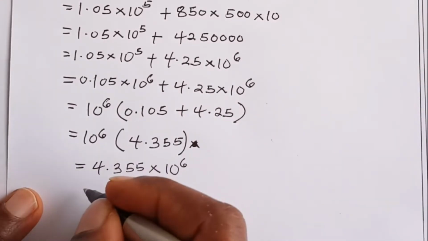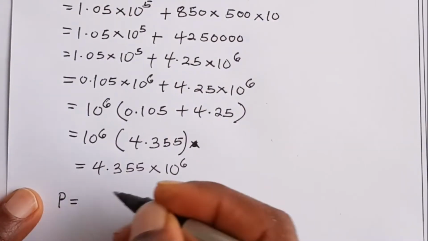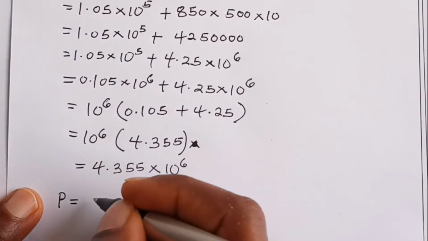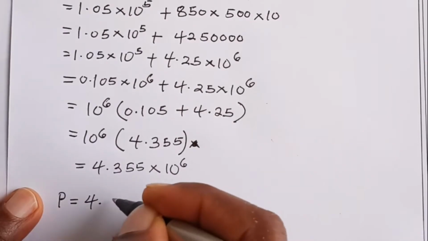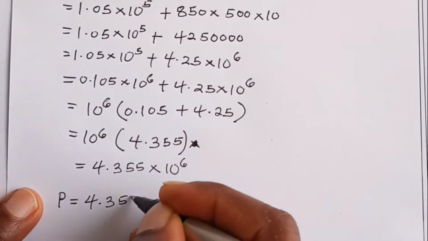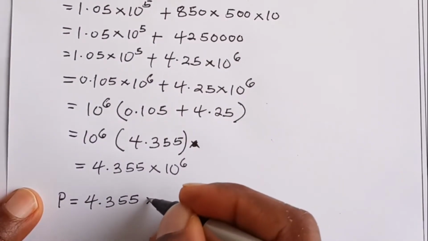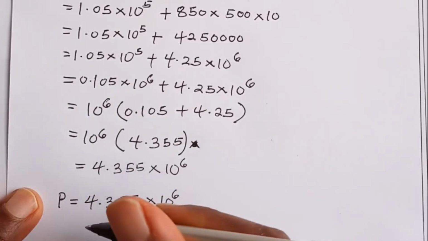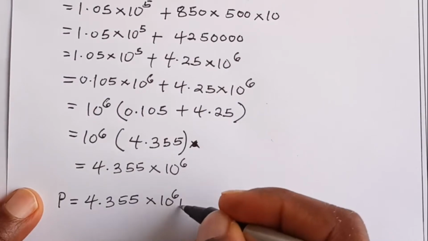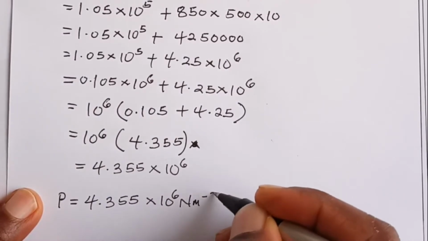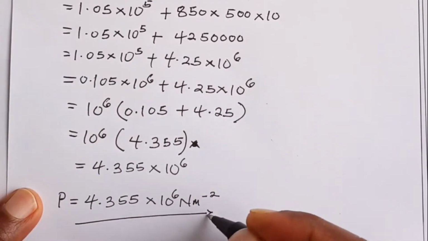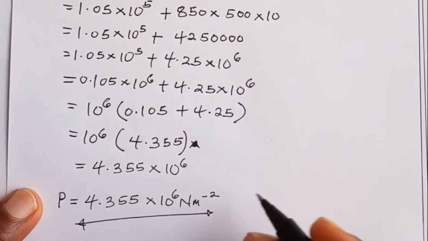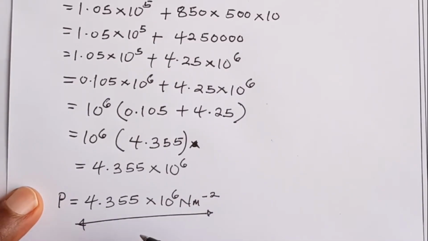So therefore, I can say my pressure at the bottom of the reservoir is equal to 4.355 times 10 raised to the power 6. And don't forget the unit. The unit for pressure is Newton per meter square. So that gives us our final answer to be 4.355 times 10 raised to the power 6 Newton per meter square.